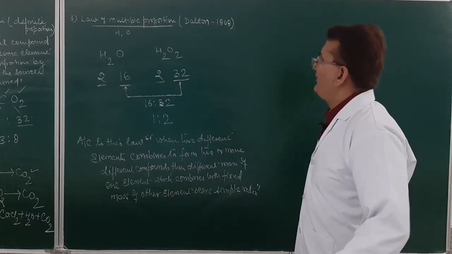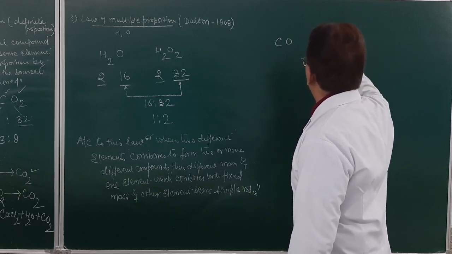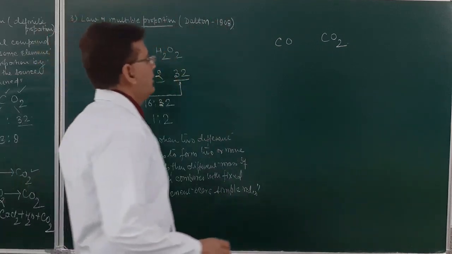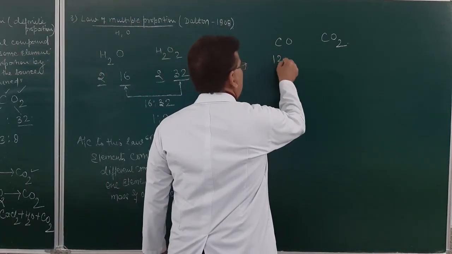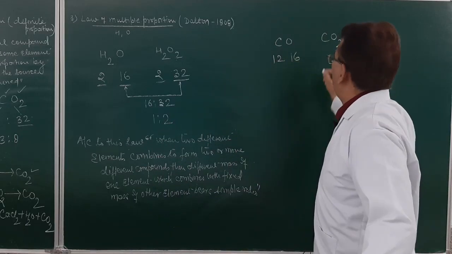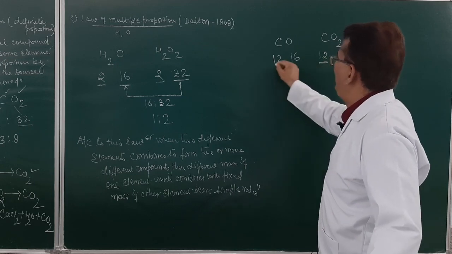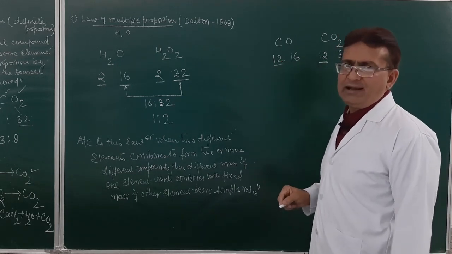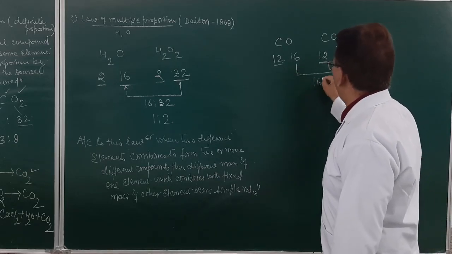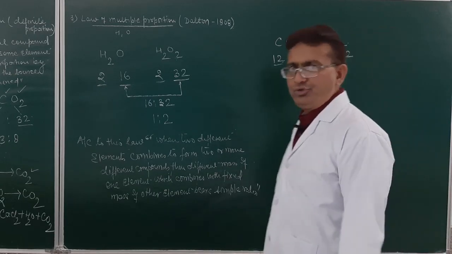Is it clear? You may see another example. Take carbon monoxide and carbon dioxide. What is the mass of carbon here? 12. What is the mass of oxygen here? 16. What is the mass of carbon here? 12. What is the mass of oxygen here? 32. Is the mass of carbon fixed or not? Yes. Which is the other element? Oxygen. What is the mass ratio between these two? This will be 16 ratio 32, which comes to a simple ratio, which is 1:2.